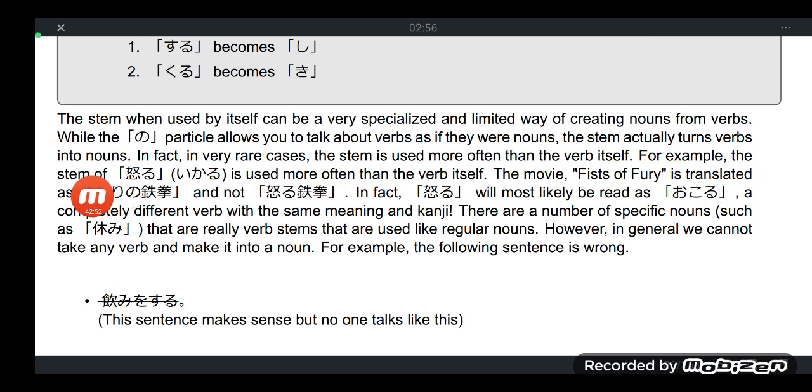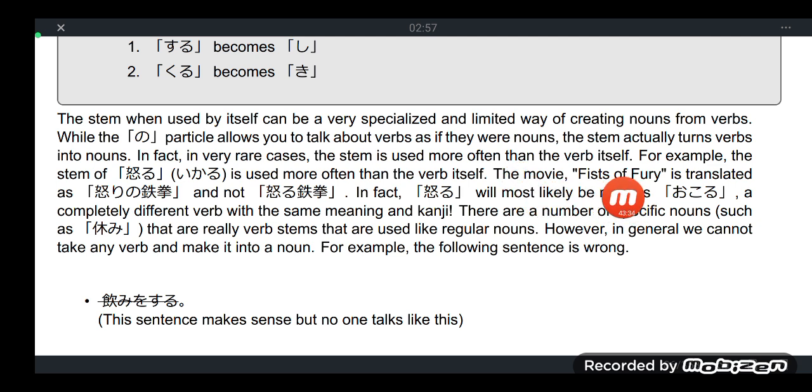For example, the stem of the ikaru, this is the kanji meaning to get angry. The stem of ikaru is used more often than the verb itself. So what is the stem of ikaru? So that's ikari. The stem of ikaru, that is ikari, is used more often than the verb itself.